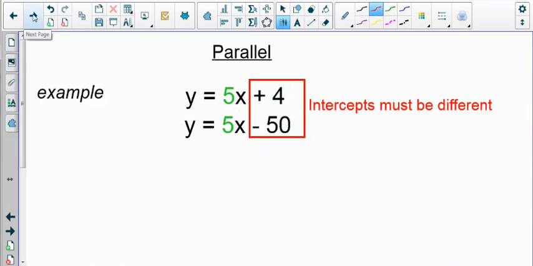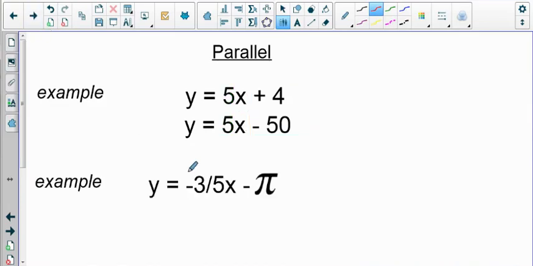Okay, so let's let you try one. I want you to write the equation of a line that is parallel to this line right here. Let's go ahead and pause it.